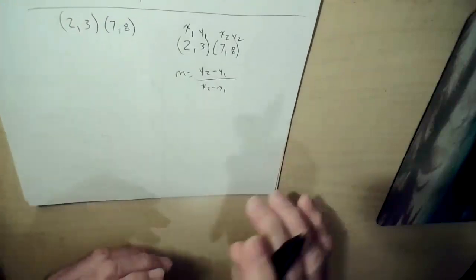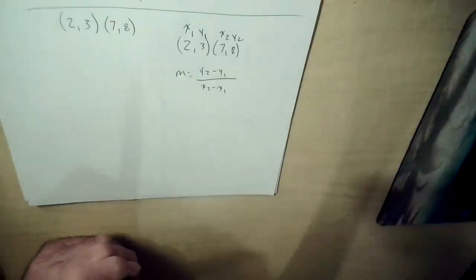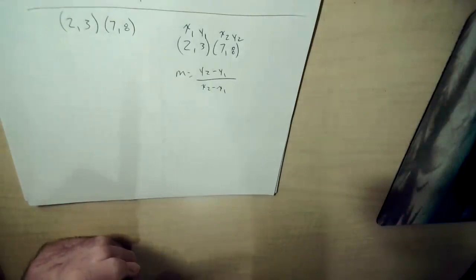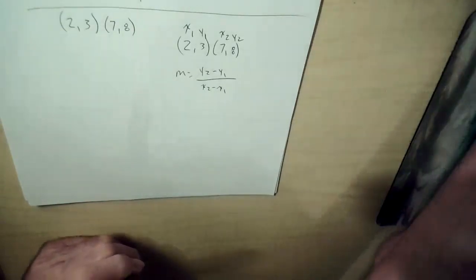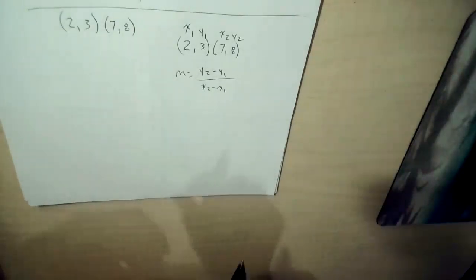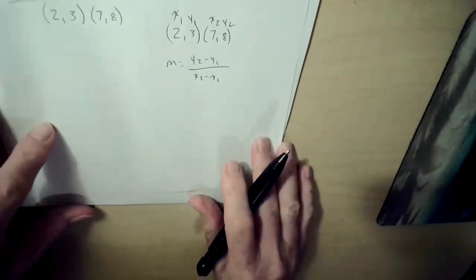Now, again, our formula is y2 minus y1 over x2 minus x1. Could be more fun. Now get another drink of your Diet Coke.